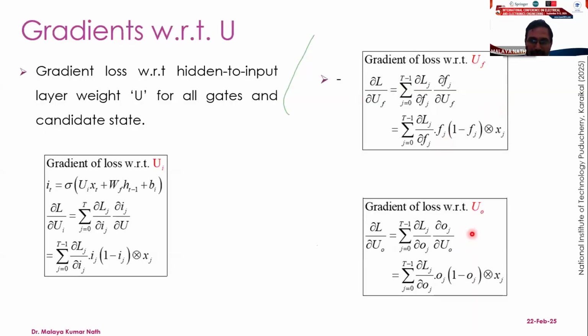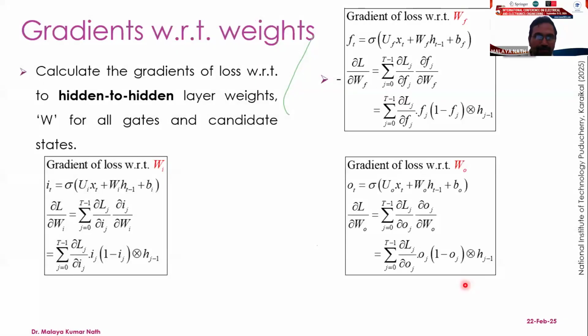Similarly, the gradient of loss with respect to U_o, that is the output gate, can be computed as the derivative of loss with respect to del U, equal to the summation over j equals 0 to t minus 1 of del L_j, del O_j, and del O_j with respect to del U. If we simplify, we reach this expression. Now if you look at the previous expression, how we calculated with respect to the hidden state, this is nothing but O_j into 1 minus O_j into h_(j-1).